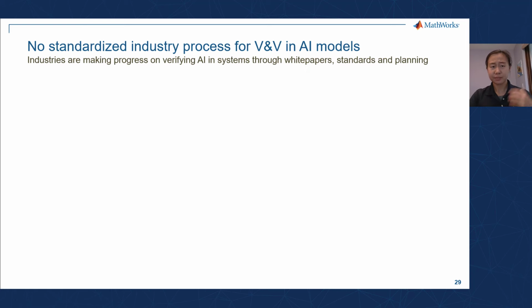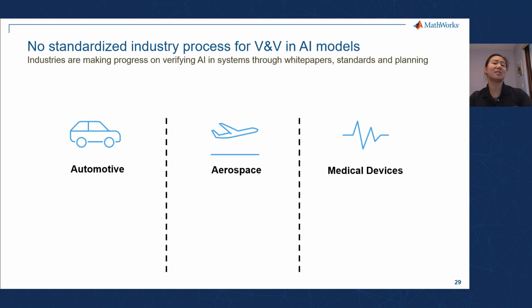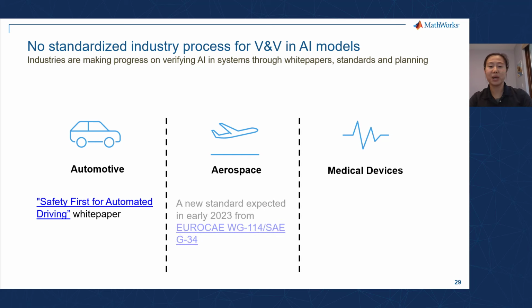All right. But again, there's just no current standardized industry process. In fact, that's the case for pretty much all these industries. We do have attempts at figuring out what might be the best way to perform V&V on AI models. So in automotive, we have this new white paper. In aerospace, we've got these new standards. And for medical devices, we have the FDA action plan.